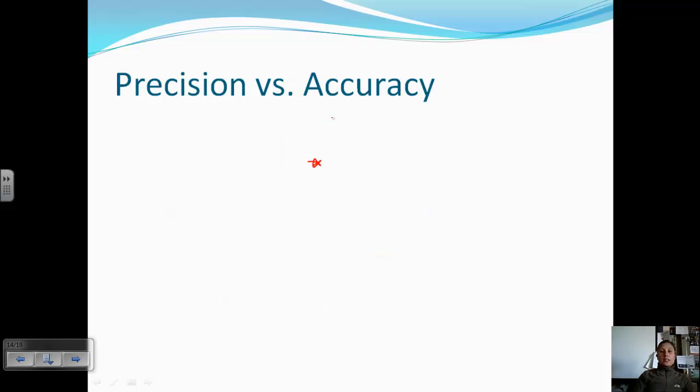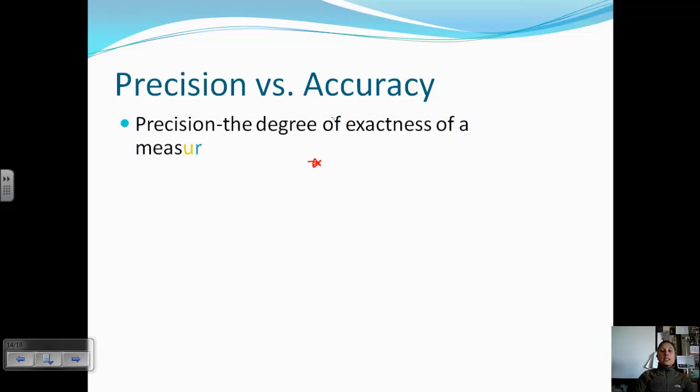Along with measurement is precision versus accuracy. Precision is the degree of exactness of a measurement. How close are the measurements to each other? The common example is to shoot arrows at a bullseye. So let's draw our bullseye.